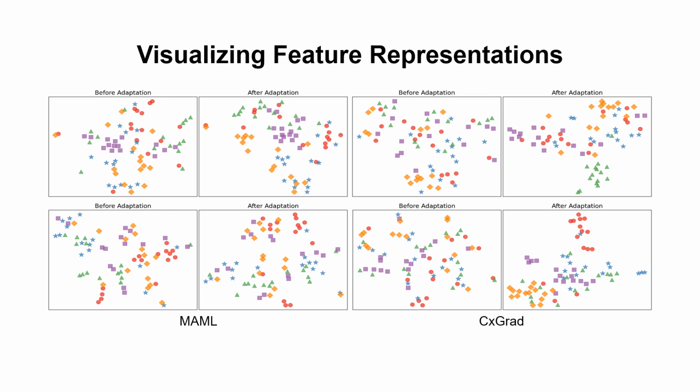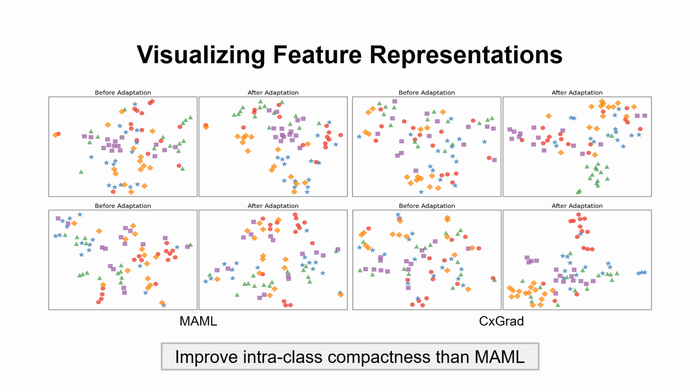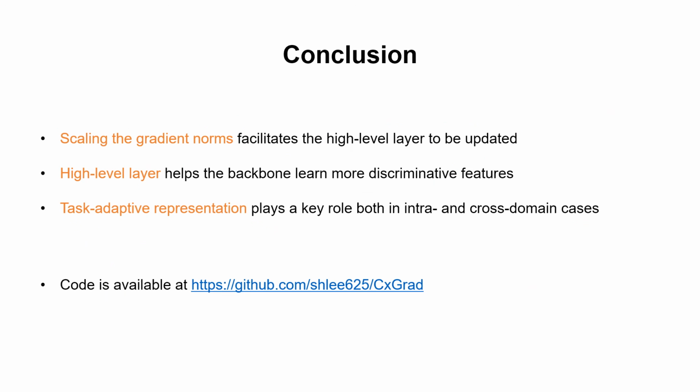Here is the visualization of the feature representations. While MAML shows dispersed embeddings even after adaptation, our method shows improved intra-class compactness than MAML after adaptation. Our method utilizes task-adaptive representation by scaling the backbone gradients in a task-dependent way. As a result, our method improves MAML in various aspects.